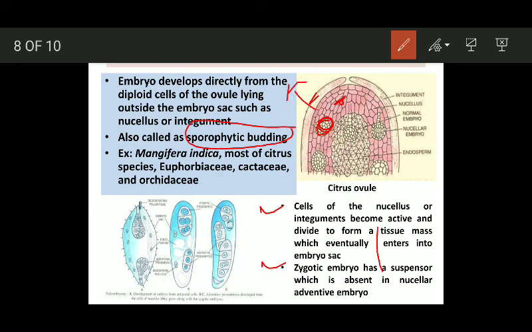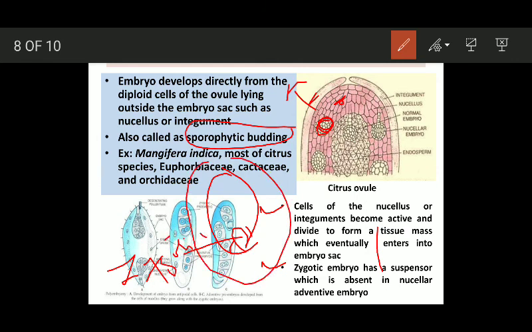Besides these embryos, in these plant species, there is also the formation of normal zygotic embryos. So you have the normal embryo sac that contains the diploid zygote, and this diploid zygote gives rise to zygotic embryos. And in the same ovule, the nucellar cells give rise to embryos which are known as adventive embryos.